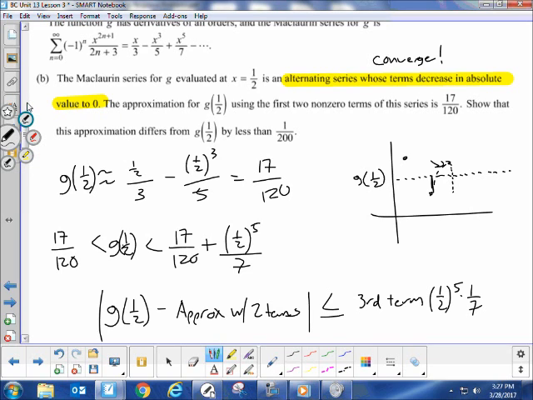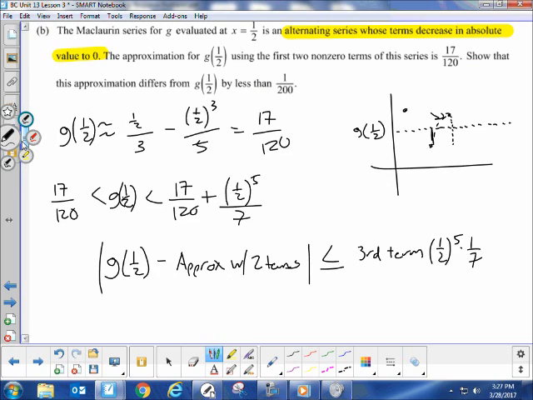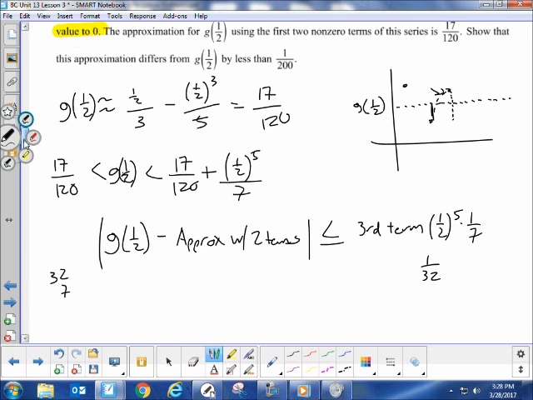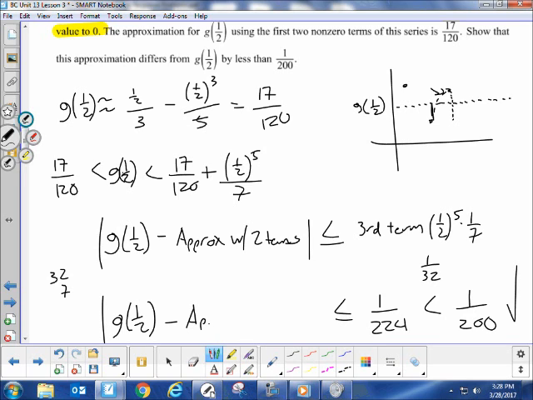2, 4, 8, 16, 32. What's 32 times 7? 224? Man, look at how they do that. Such a perfect number. This is 1 over 224, which is less than 1 over 200. Check. Larger denominator, smaller fraction. You guys know this, actually. You've done this. You've talked about alternating series error.